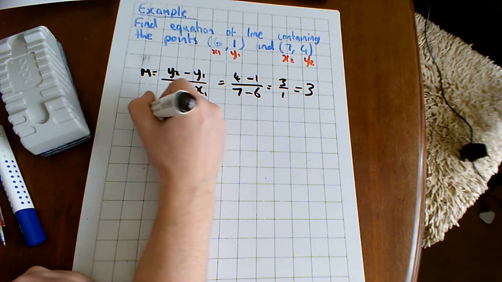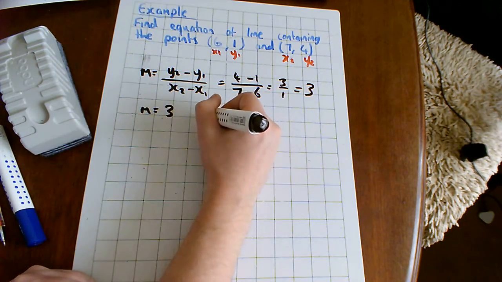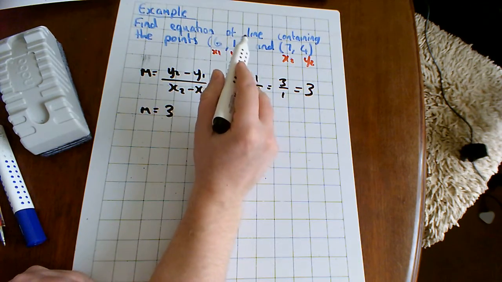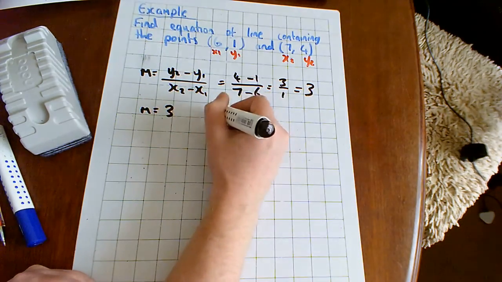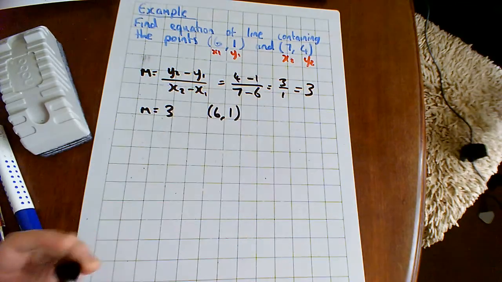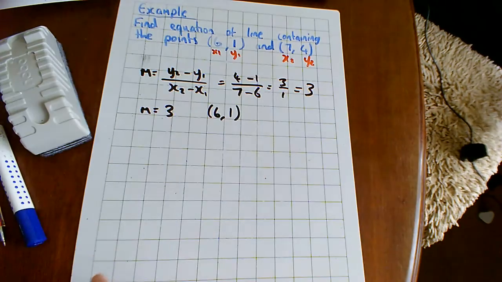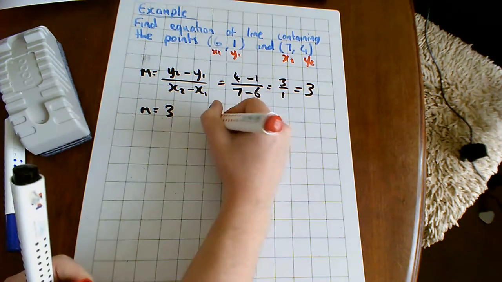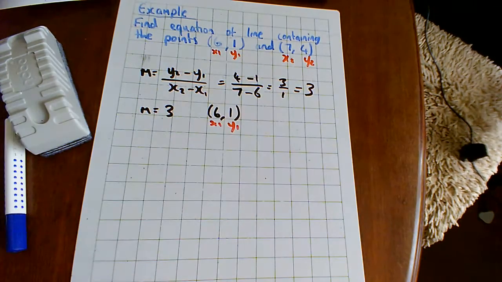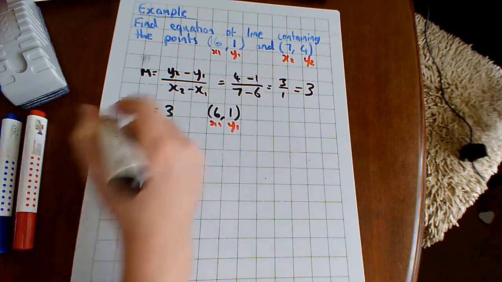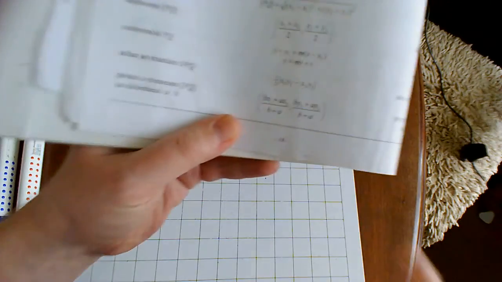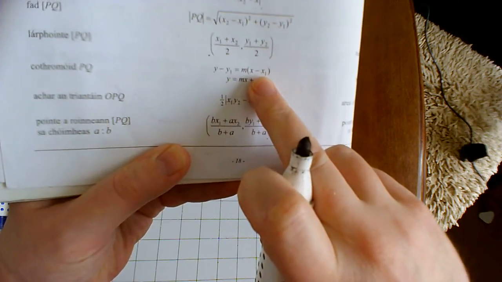So now we have our slope and we have our point. You can pick either of these points. It doesn't make a difference because these are both points on the line. So we're going to use 6, 1. I could have used the other one if you want. We're going to label that x1, y1. We now write out the equation of a line, and again, that's on page 18.